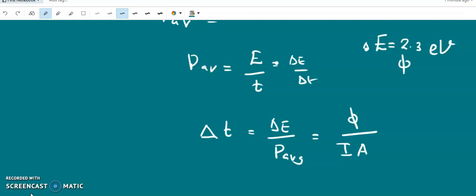So we have seen that soon after it absorbs the electromagnetic radiation, it emits electrons. So photoelectric emission is an instantaneous process. Whenever it has absorbed energy, it can release the photoelectrons. So the photoelectrons are emitted in a time interval of the order of this. Okay, thank you.